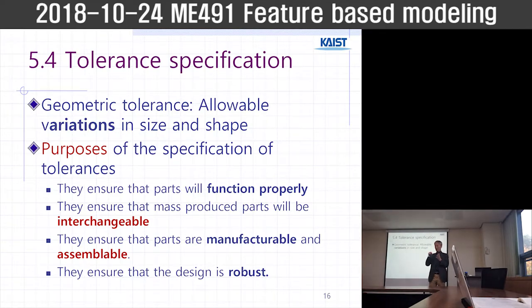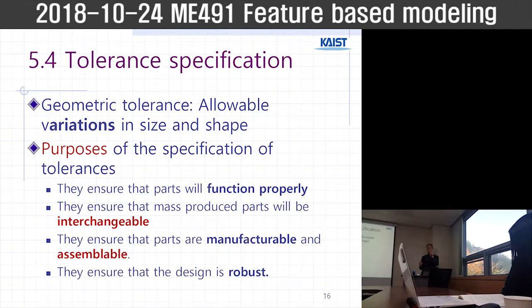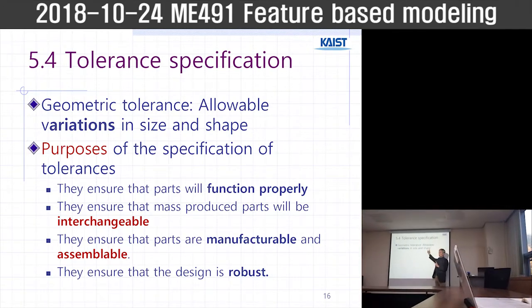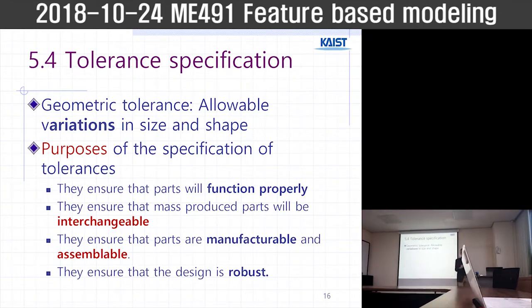And then angularity along the corner edge line, not only one place, but it can be twisted, right? Can be twisted. So there are two different tolerances, size and shape tolerance. It's another one. We'll see more on it.